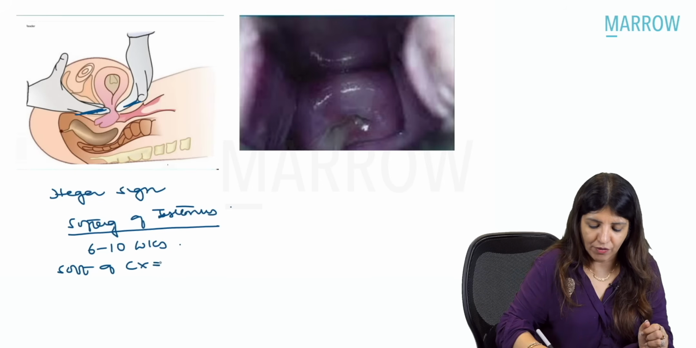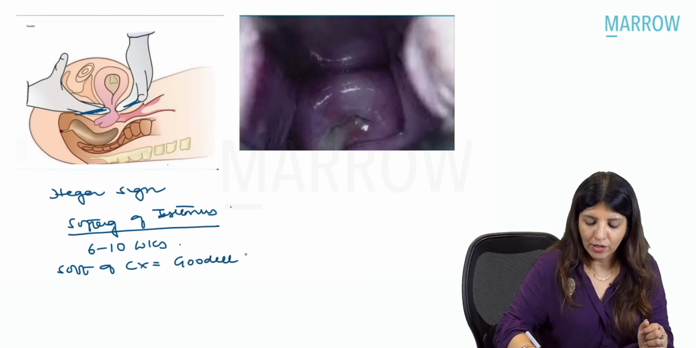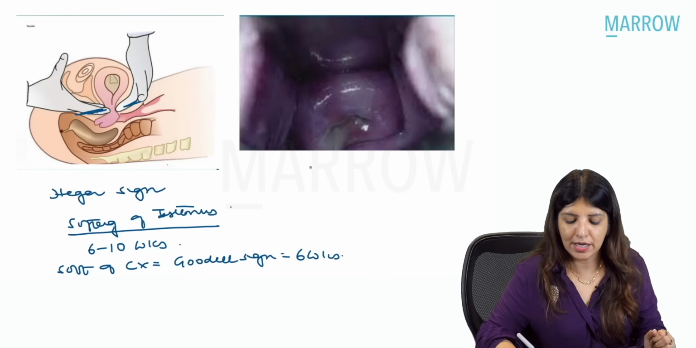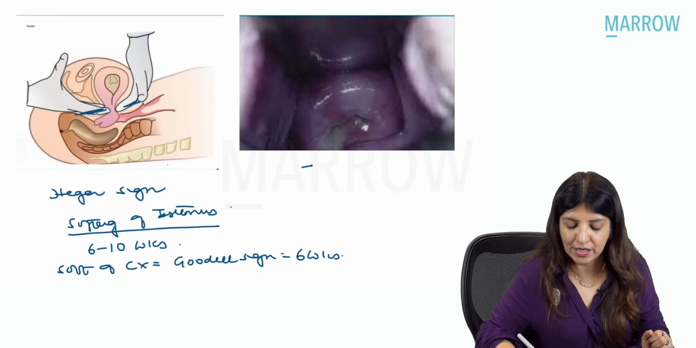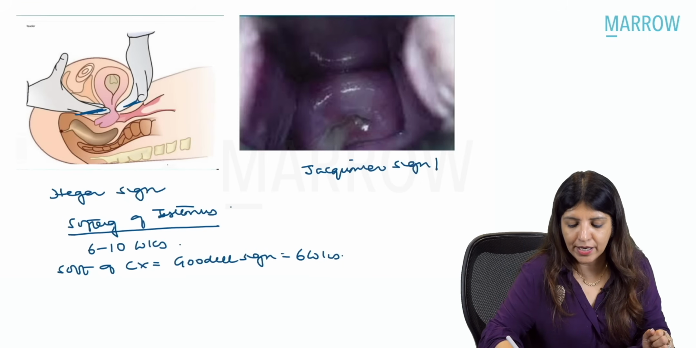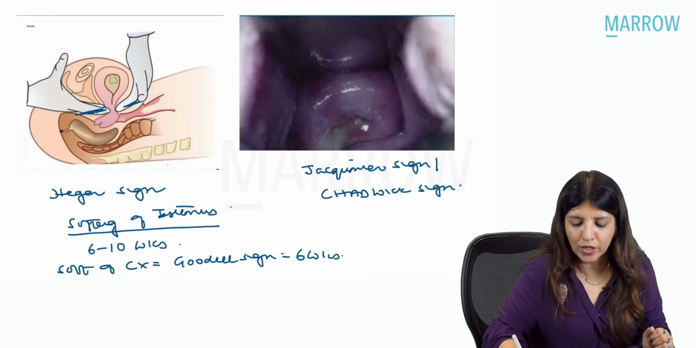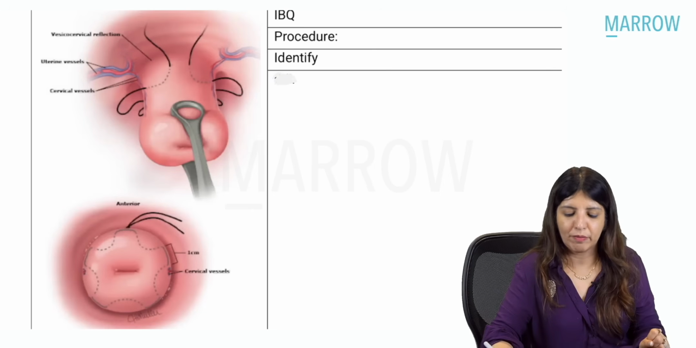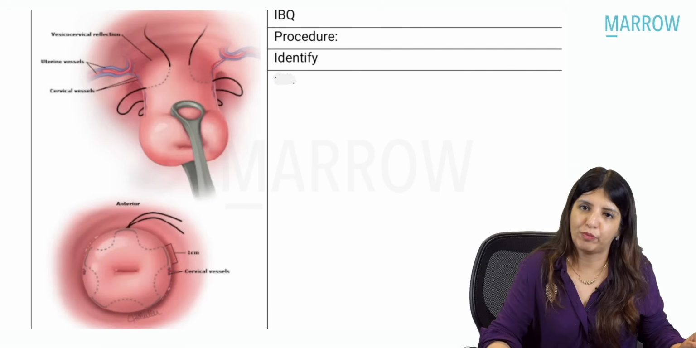Softening of the cervix is what is called Goodell sign, which becomes positive at 6 weeks of pregnancy. Over here, you are seeing bluish discoloration of the cervix and vagina. This is called Jacquemier sign, or Chadwick sign. And in which week does Jacquemier sign or Chadwick sign become positive? It becomes positive by 8 weeks of pregnancy.